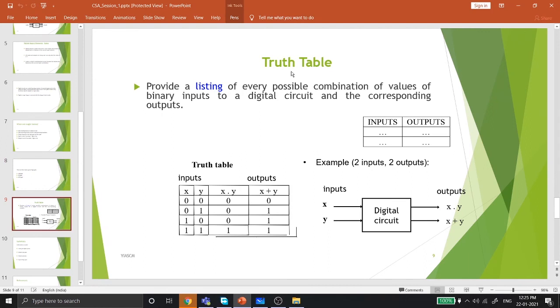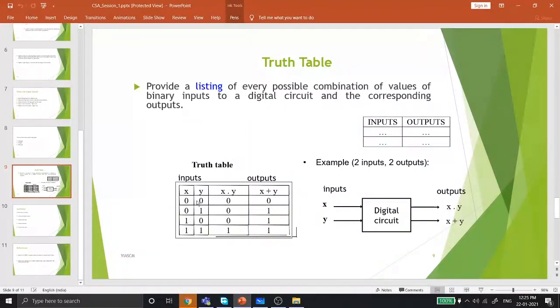There's a truth table for every logic gate. A truth table lists every possible combination of input values and shows the output for each combination. That is the truth table for a logic circuit. There will be inputs and there will be outputs. For a 2-input gate, there will be 2 inputs, and this is AND and this is OR.